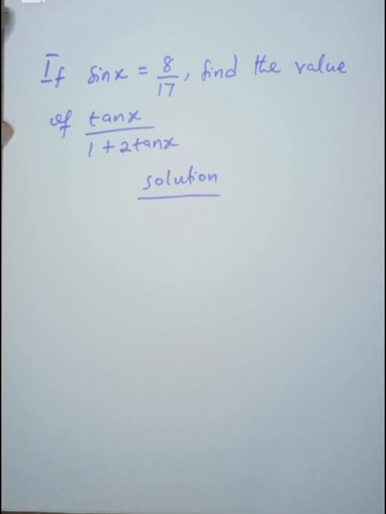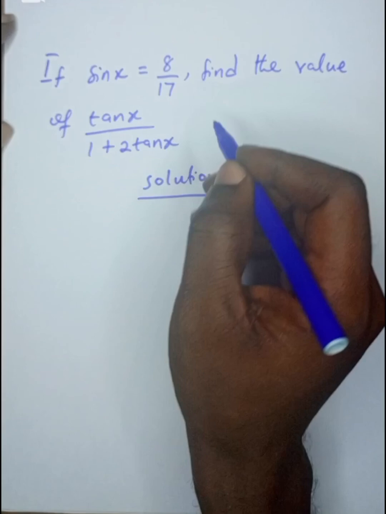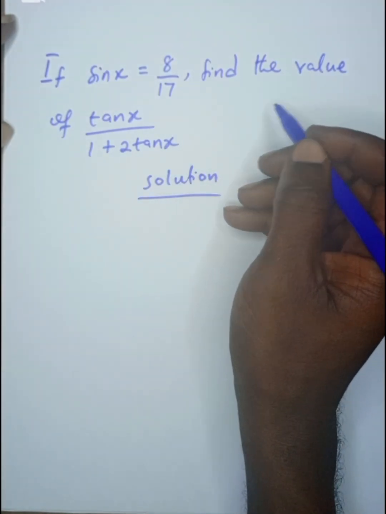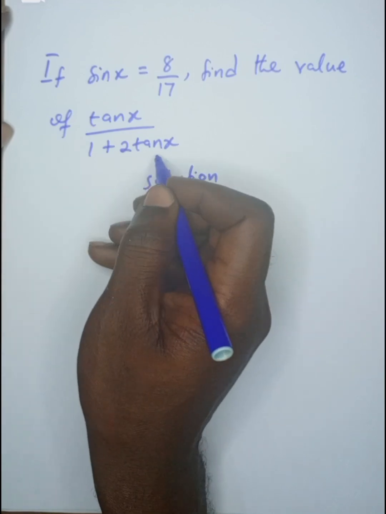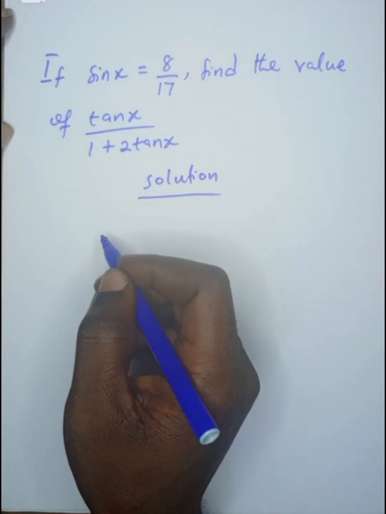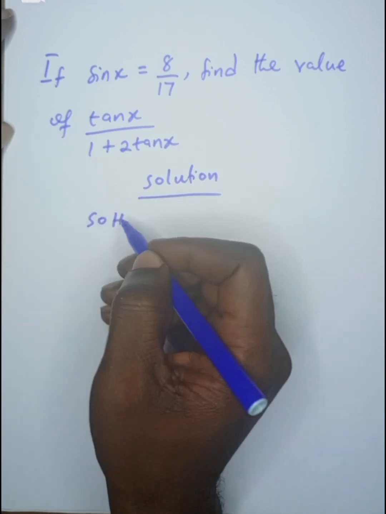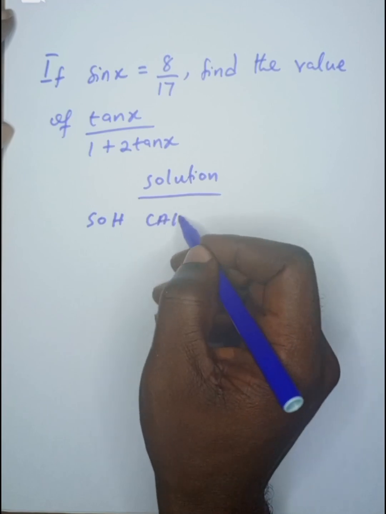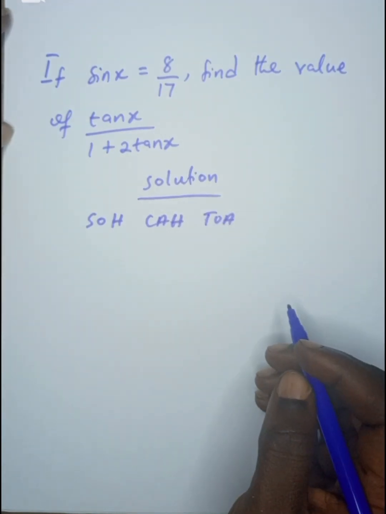Today we have a question, and the question is, if sine x equals 8 over 17, find the value of tan x over 1 plus 2 tan x. So with this question, the trigonometry ratios, which are the SOHCAHTOA, is going to help us solve this question.